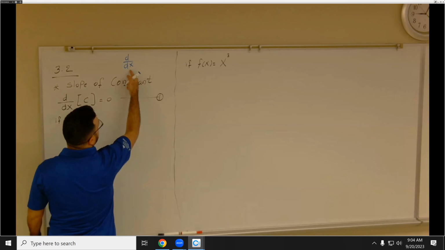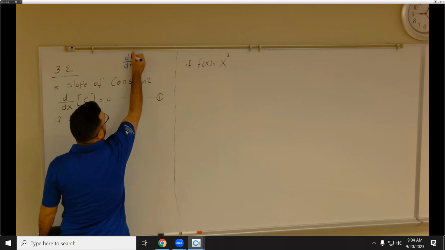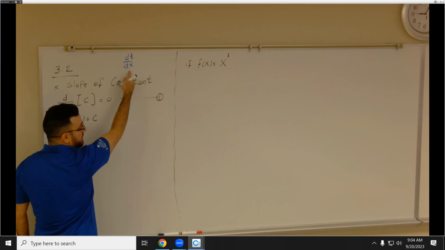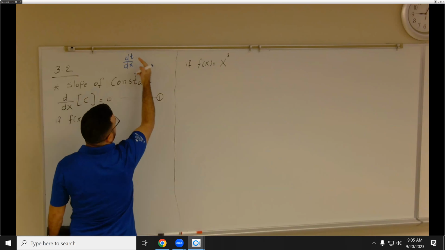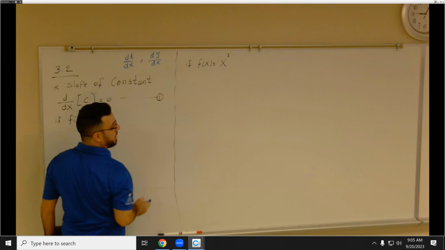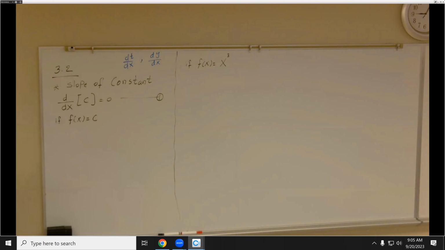Because now when we extend that, it's going to be x and y, and you have to know if it's with respect to x, like the derivative of t with respect to x, or like the derivative of the y function with respect to x. So no, it's the derivative, which means the same thing, the slope.